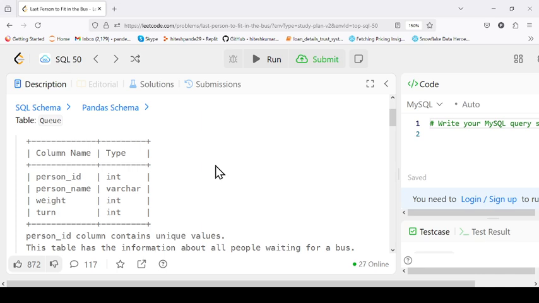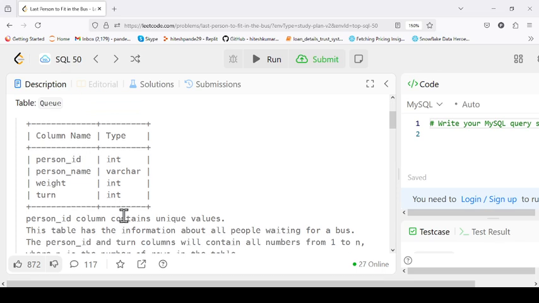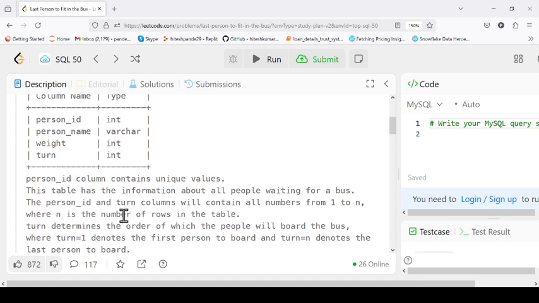We have four columns: person_id, integer type; person_name, varchar; weight, integer; turn, integer. Person_id is a column which contains unique values because each person has a unique value. So this table has the information about the people who are waiting for the bus, either at a bus stand or bus stop or somewhere else.